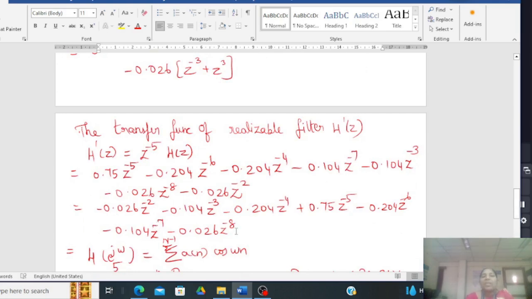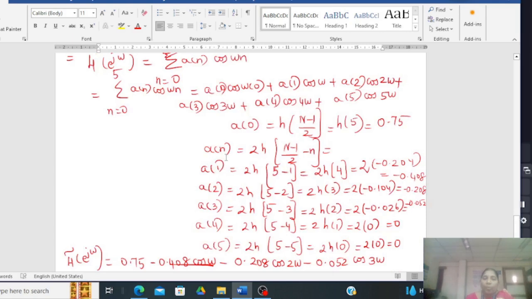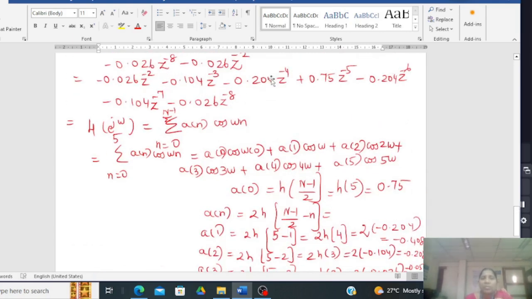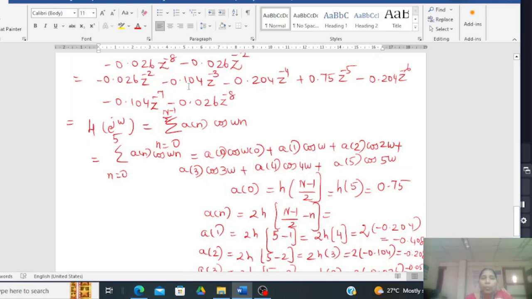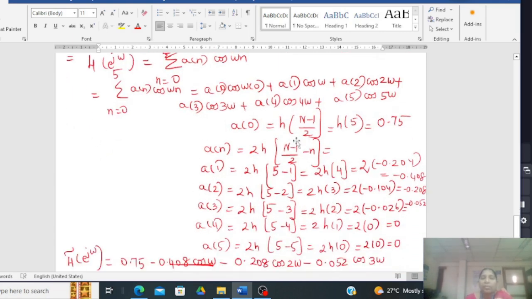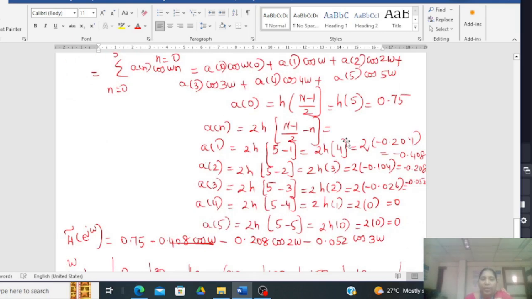Then the next step is to find out a of 1. For that, the a of n formula is 2 into h of (N minus 1) by 2 minus n. When you substitute 1 here, it will be 2 h of 5 minus 1, that is 2 h of 4. So h of 4, according to this, is minus 0.204. We'll multiply it with 2 and find the value, so it will be minus 0.408. Then for a of 2, 2 into h of 5 minus 2, that means 2 into h of 3, which is minus 0.104. Like that, when you substitute, you will get these values.